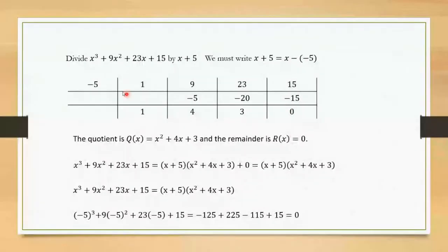So in this case, remember, this is our f of x, our dividend. This is degree 3. The quotient will be degree 2. And this is where the quotient comes from. These are the coefficients. So we have x squared plus 4x plus 3. That's our quotient. Not only that, our remainder is 0.